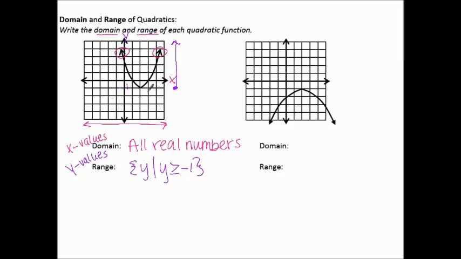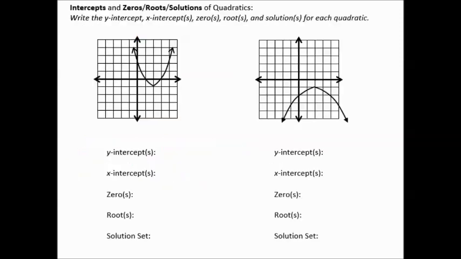And finally, let's take a look at our next example talking about intercepts, zeros, roots, and solutions of quadratics. If we remember, intercepts, zeros, roots, and solutions all mean the same thing. So let's label those parts on our graph here. So I'm going to write the y-intercept, the x-intercept, the zeros, roots, and solutions for each quadratic.